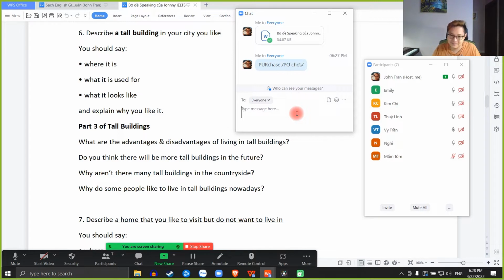In my opinion, I think this will be the trend in the future. Because more people are moving to big cities to work and study. So the cities have to expand, yes. The city has to expand vertically.